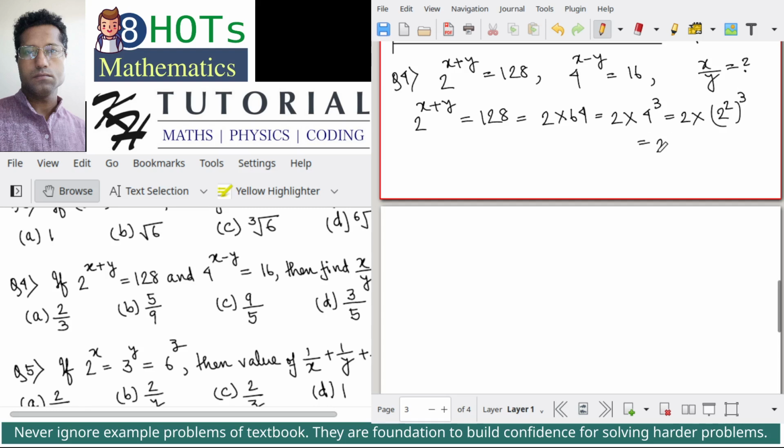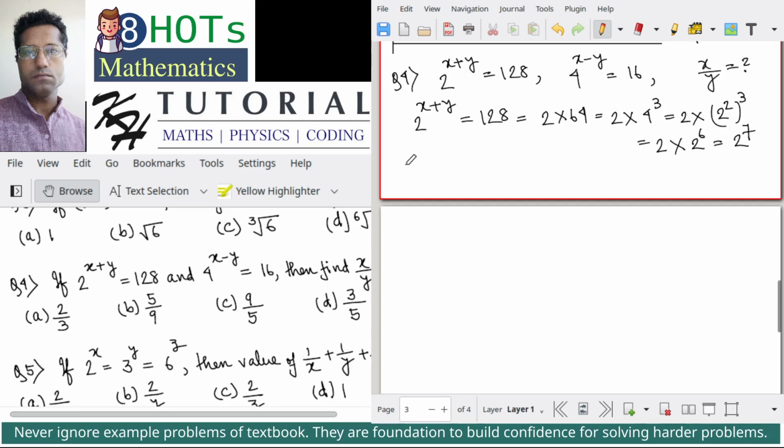So this becomes 2 multiplied by (2 squared) whole raised to the power 3, which is 2 to the power 6, and now we can say this is 2 to the power 7. I will heavily apply the laws of exponents while solving the problem, so you must be very well aware of all the basic laws of exponents.